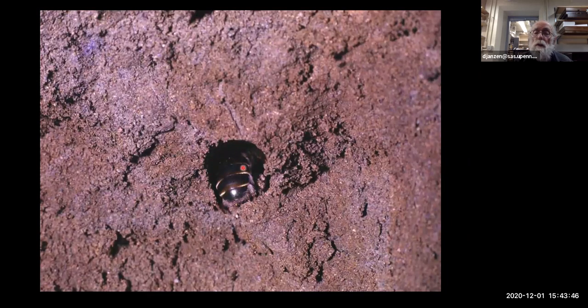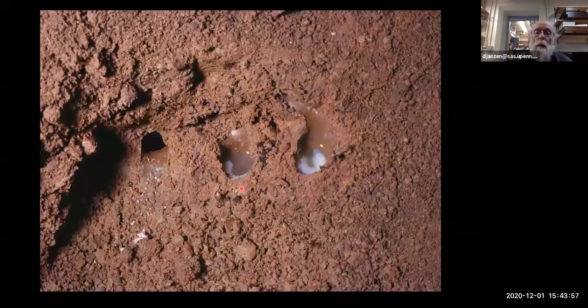So here she is. This is the end that stings. She's got her stinger sticking up here to try to deter me as a potential predator coming into her nest. We get further on, and here are her cells. There's one there, one there, one there. And there was a tunnel right along here, which gave her access to each one of these cells.